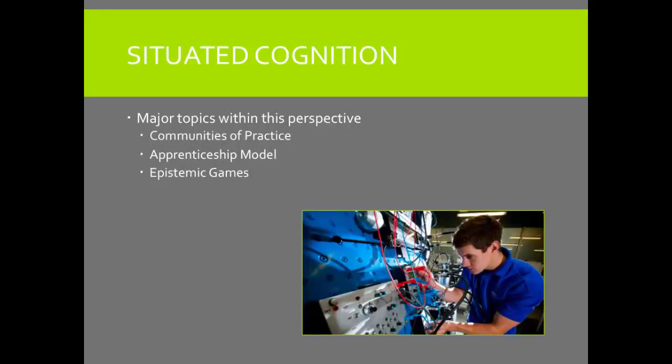And then finally, in week 7, we'll be talking about situated cognition. So some major topics within this perspective are communities of practice, an apprenticeship model, and epistemic games. Now, this may be a perspective that you're not as familiar with. Some of you may or may not have learned about this in your teacher prep courses. But it's very related to a social constructivist perspective, but situated cognition goes even farther in thinking about how learning is essentially tied to the situation or the context in which we're learning.